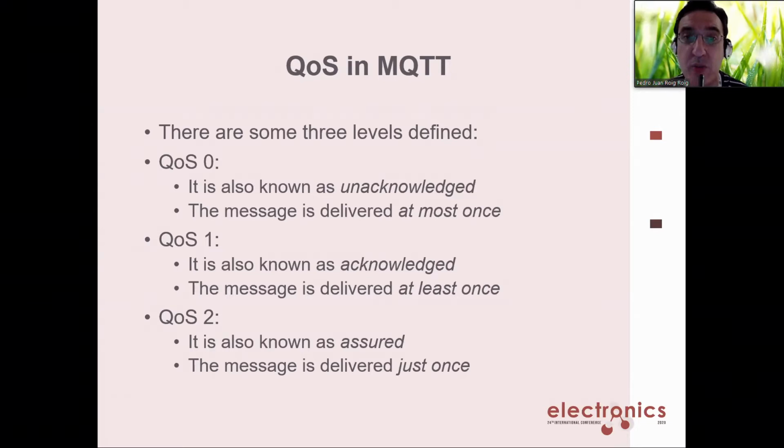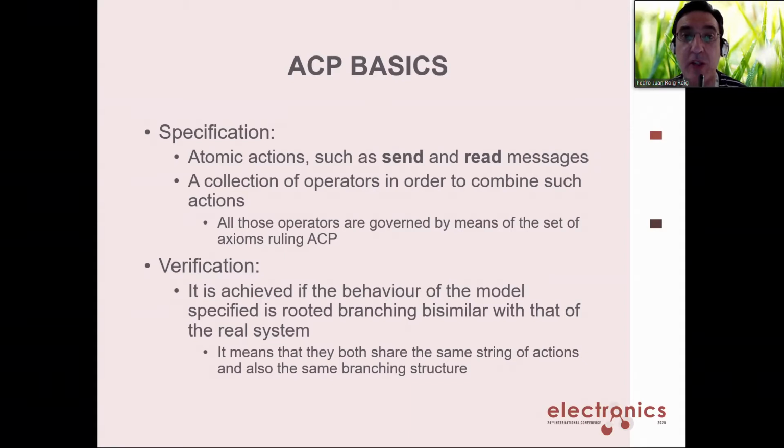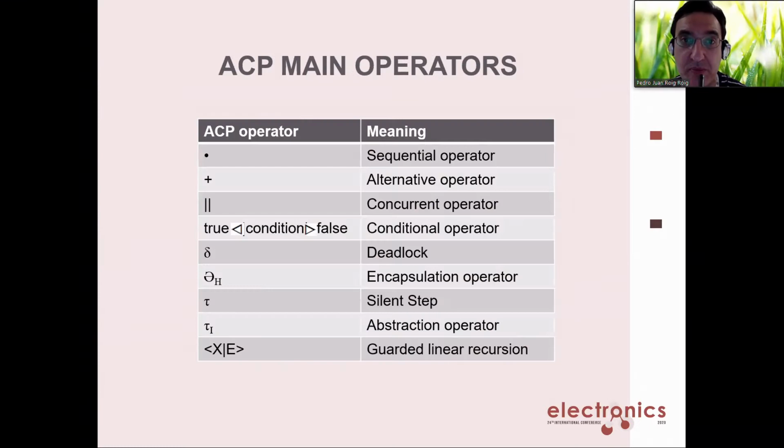Well, now we'll jump to the ACP basics. We're going to talk about specification, where we have atomic actions such as send and read messages, and the collection of operators in order to combine such actions. And all those operators are governed by means of a set of axioms ruling ACP. And we also have verification. It is achieved if the behavior of the model specified is fully branching bisimilar with that of the real system, meaning that they both share the same string of actions and also the same branching structure. Well, we also have some different operators in ACP, such as sequential, alternative, concurrent, conditional, deadlock, encapsulation, silent step, abstraction, and guarded linear recursion. And we're going to use all of them just in order to provide the model.